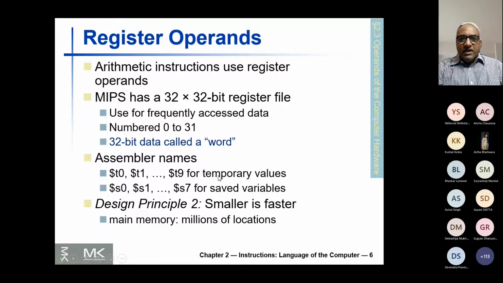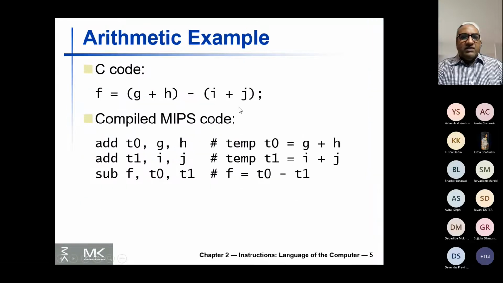That is used to hold the temporary values. So what is meant by temporary values? Here, for example, you want to execute or implement this expression. Here G, H, I, J, and F are variables that hold some data. They are supposed to keep some data.